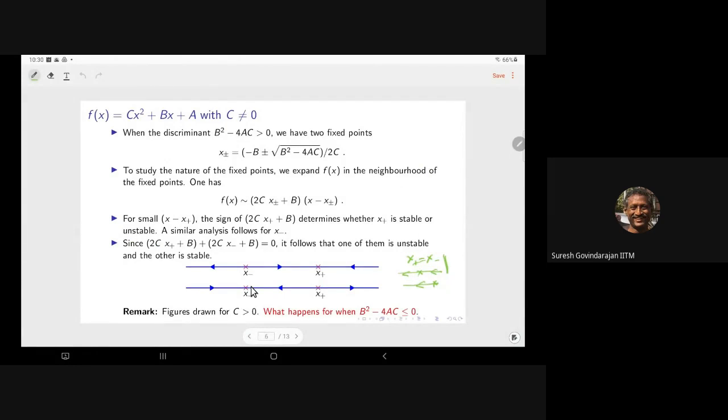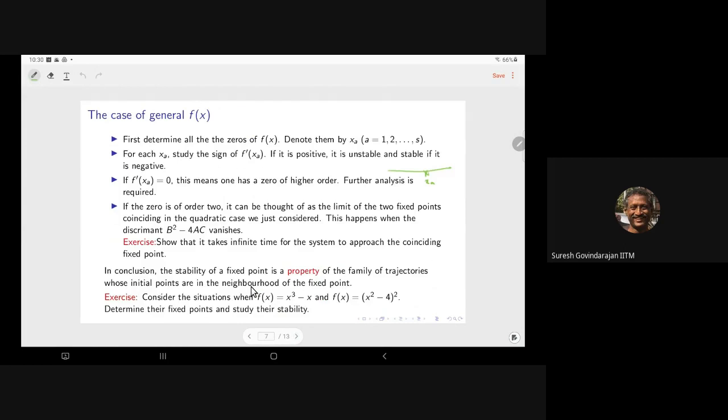So if the first f prime is 0, but f double prime is non-zero, that means it's like two zeros have collided. So the pictures, you can actually extrapolate these pictures, but I will leave that. All I'm saying is further analysis is required.